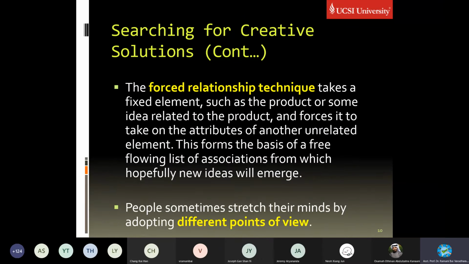Okay. Now, forced relationship techniques. Yeah, as I explained before, it takes a fixed element such as a product or some idea related to the product and forces it to take on the attributes of another unrelated element. This forms the basis for a free-flowing list of associations from which hopefully new ideas will emerge. Right? That is what I explained before.